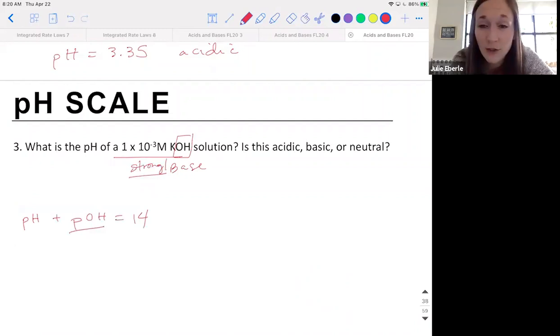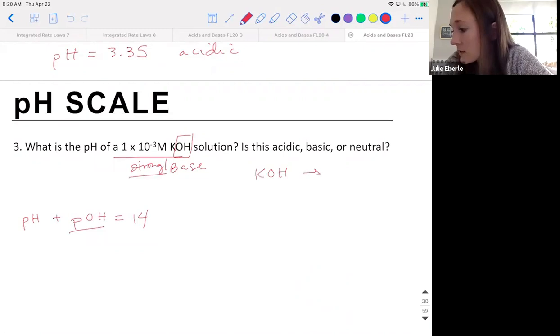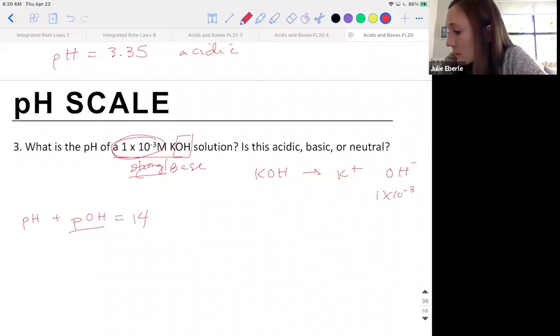But what is the concentration of OH minus? Just the same way we did with strong acids here, because it's a strong base, we know KOH in solution will completely dissociate to K plus and OH minus. Completely. Remember, that's the nature of strong things. So the concentration of OH minus will be equal to our concentration of base here. So it's going to be 1 times 10 to the minus 3 molar.